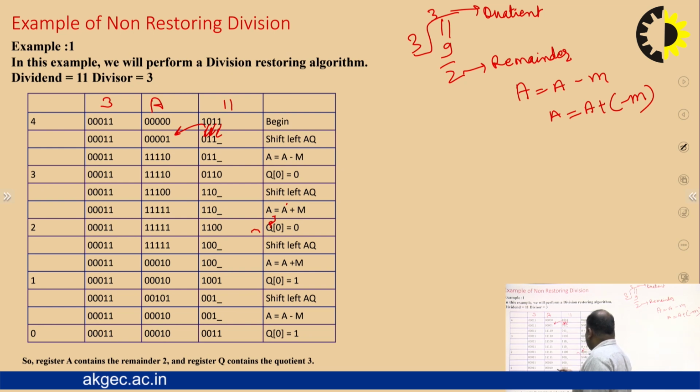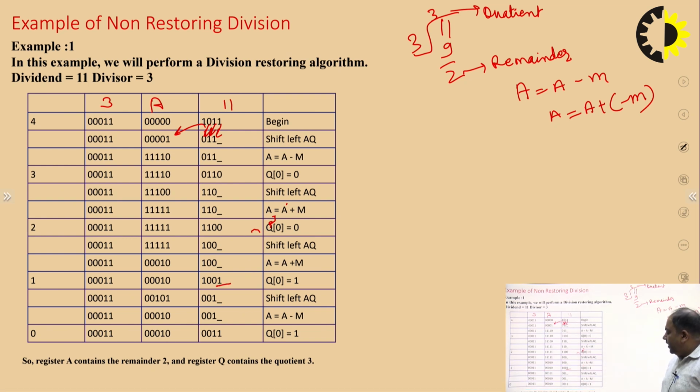Again Q0 is equal to 1 because the least significant bit is 0, so we put 1 here. After putting this 1, we again do a left shift, and as it is 1, we do A = A - M. After doing the 4 iterations, or 5 iterations because it is 5 bit, we get the value of remainder and quotient.